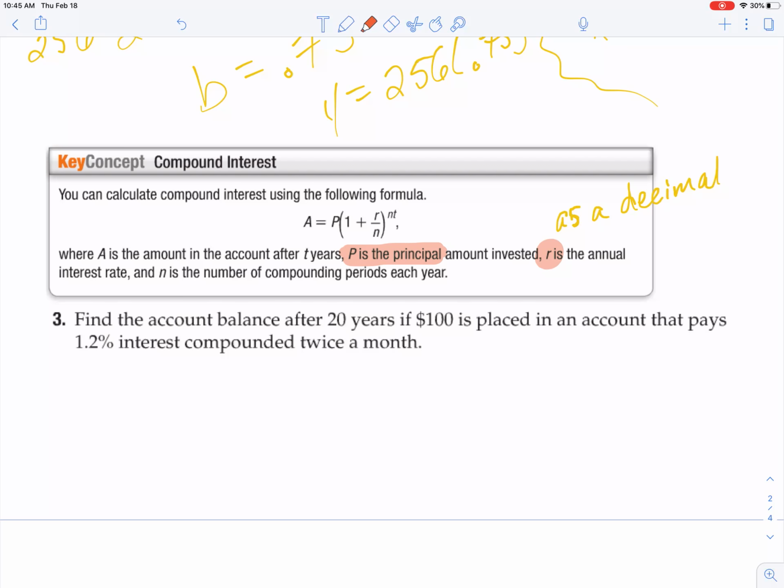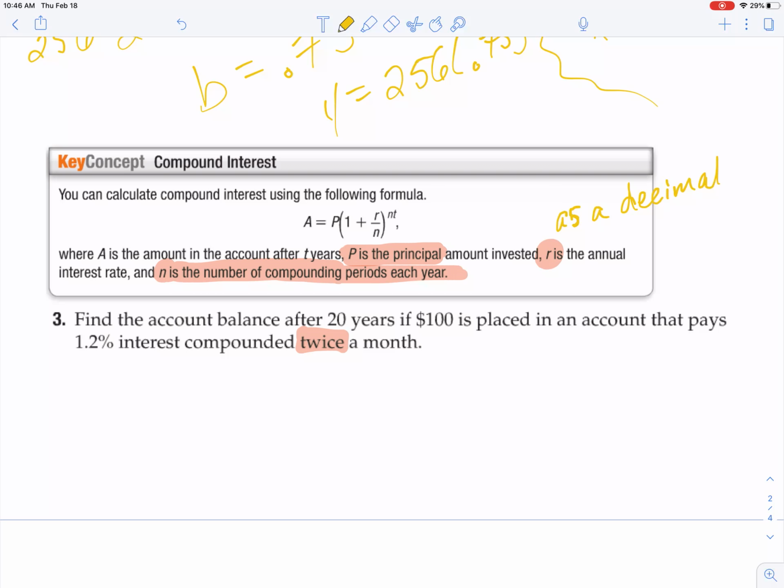N is going to be the number of compounding periods each year. Okay, that's important. Compounding periods each year. Notice that you do use it twice. And T is time in years. So let's do an example. Find the account balance after 20 years if $100 is placed in an account that pays 1.2% interest compounded twice a month. That's important. Twice a month.